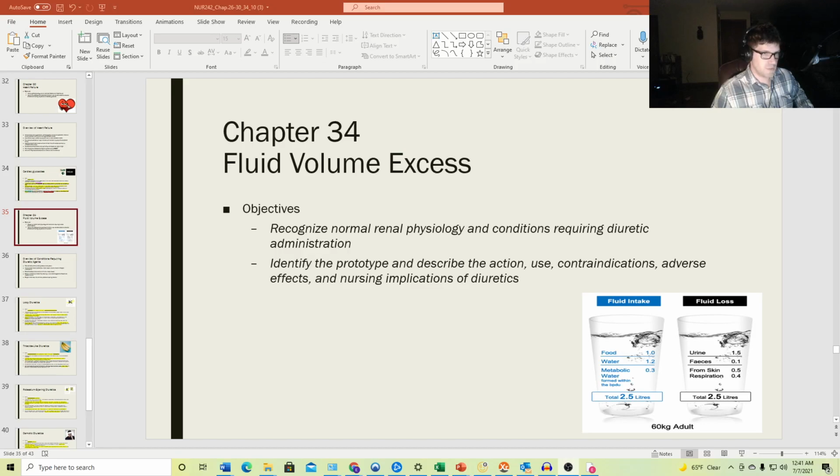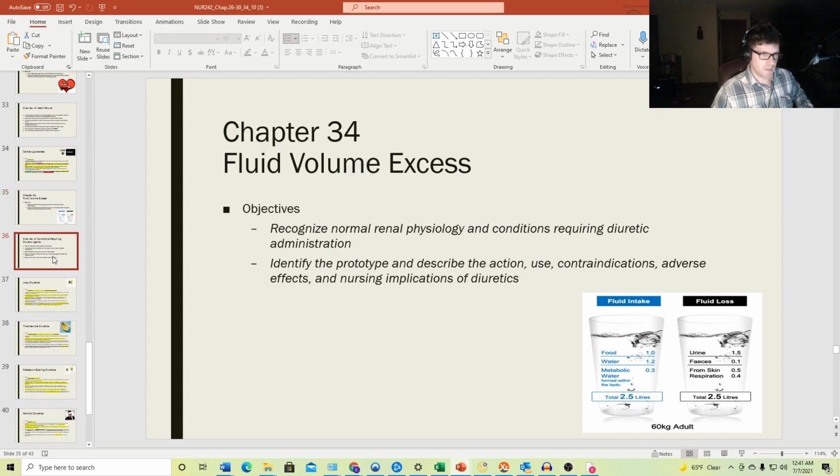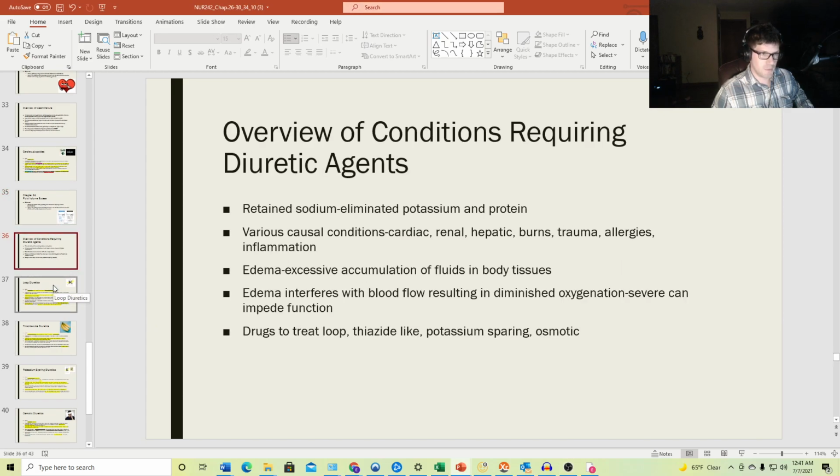All right, so chapter 34, fluid volume excess. So we're going to get into diuretics. Don't really need to look at any of this. Obviously, you're going to be given these if you have edema, cardiac, renal, hepatic, burns, trauma, allergies, inflammation.